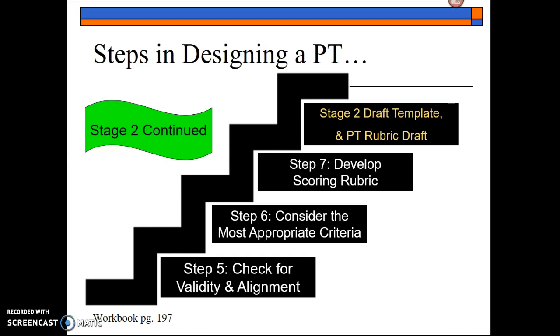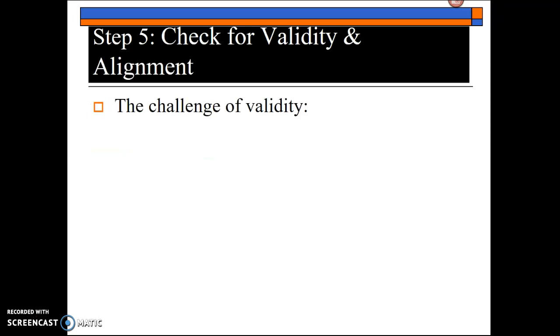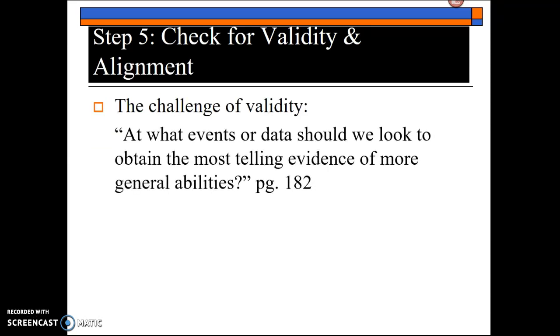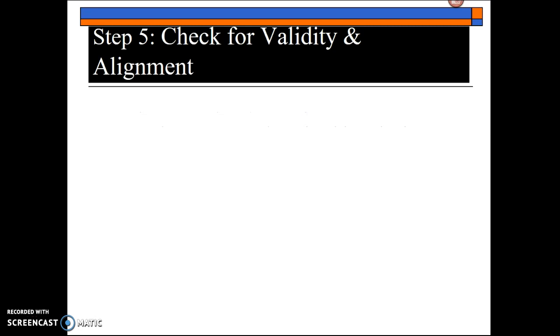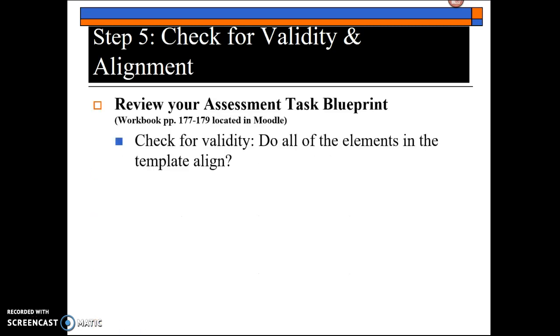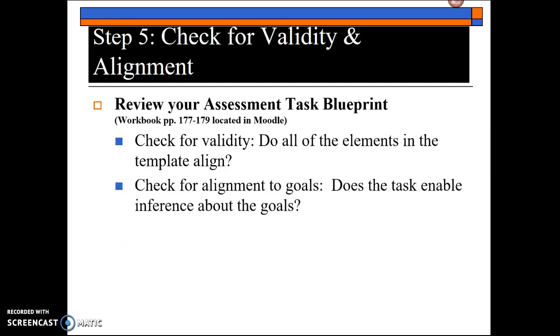So in step 5, we're going to be checking for validity and for alignment. And so we want to refer a little bit to your book for this section, and you'll be reading chapter 8 in between step 5 and step 6. So uploaded in Moodle, there are some workbook pages 177 through 179 that will allow you to check for validity. So there's an example of a task blueprint template that does not show proper alignment. And then there's an analysis of why it does not show alignment, and then the revised assessment task blueprint.